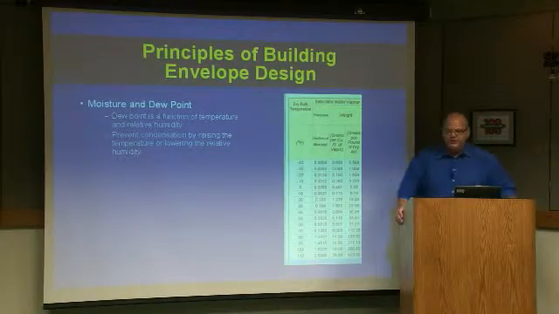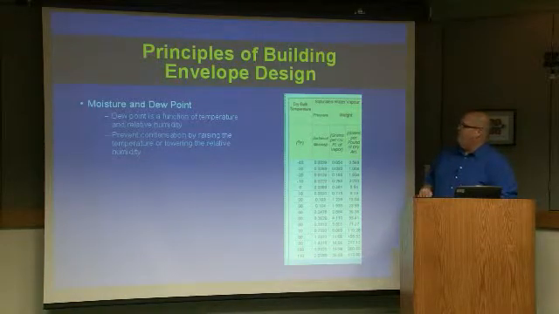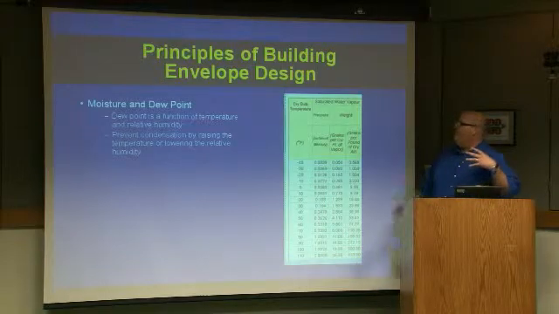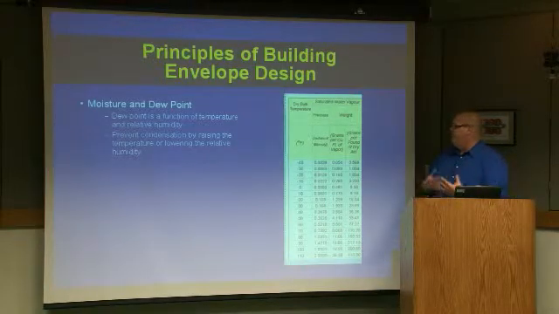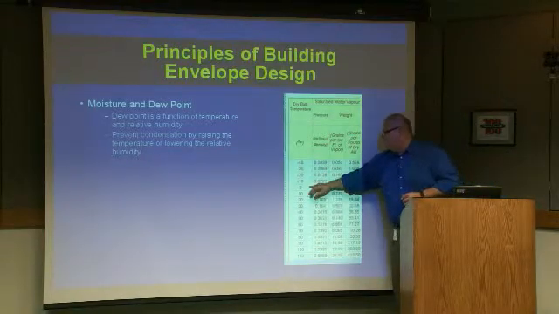We talk about moisture and dew point. I talked about the dew point before. This is actually a screenshot of what's called a psychrometric table. Psychrometric tables and charts are the relationship of relative humidity, how much moisture the air can hold at a given temperature. This actually shows you in inches of mercury the absolute vapor pressure at different temperatures.